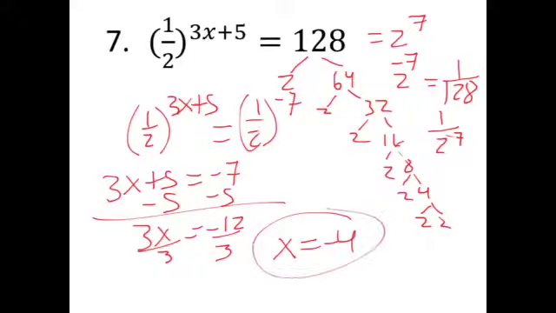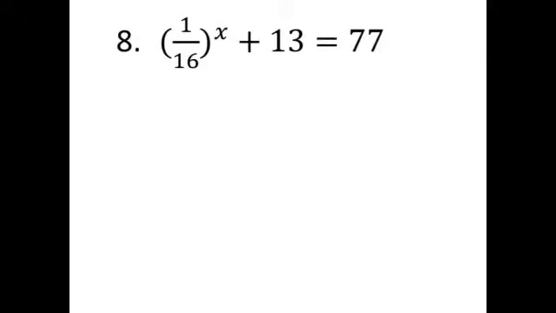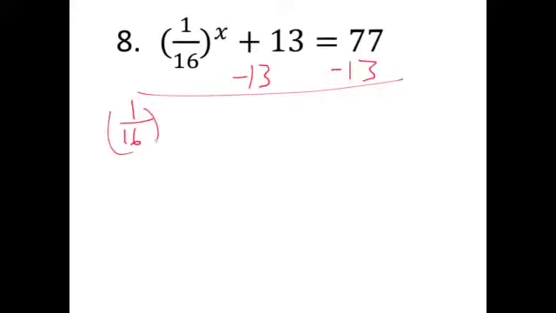Negative 4. That was kind of confusing. Moving on to the next one, it's looking like we're going to have to do the same thing, but first let's subtract the 13 over to get 1 over 16 to the x power equals, on the right side, 64.